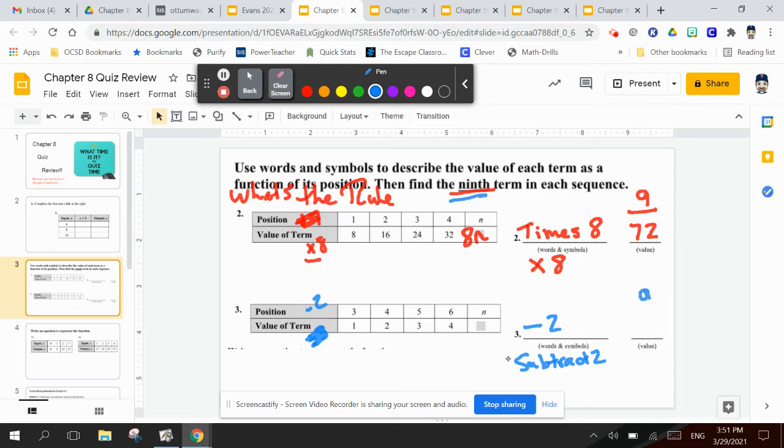Then I need to find the 9th number again. So I have 9 up here. If 9 is my x, my position up here, 9 minus 2 is 7. And then if I have n as my variable, to find the value of the term, I simply subtract 2 from n, so n minus 2.